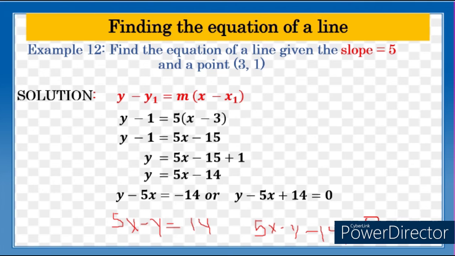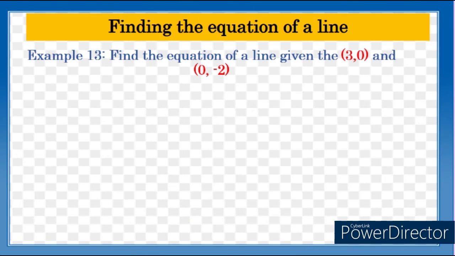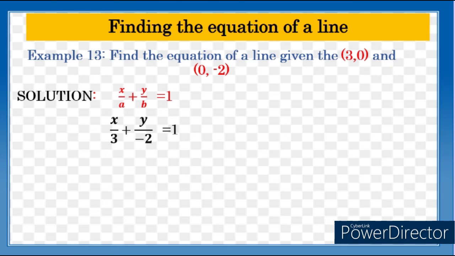Okay, so next example, we have here given 2 points. Kapag ganito po ang given, ang i-apply po natin is x over a plus y over b is equal to 1. Ganyan lang po i-apply natin kapag 0, 0 yung x sub 1 at y sub 2. The value of a here is positive 3 and the value of b here is negative 2. So we have here x over 3 plus y over negative 2 is equal to 1.